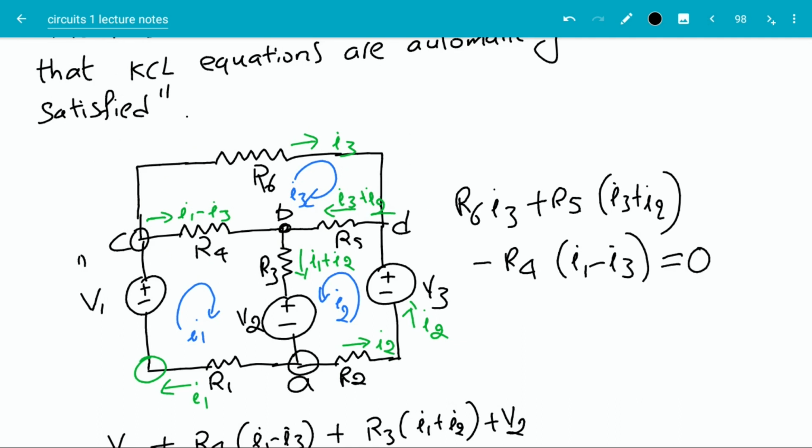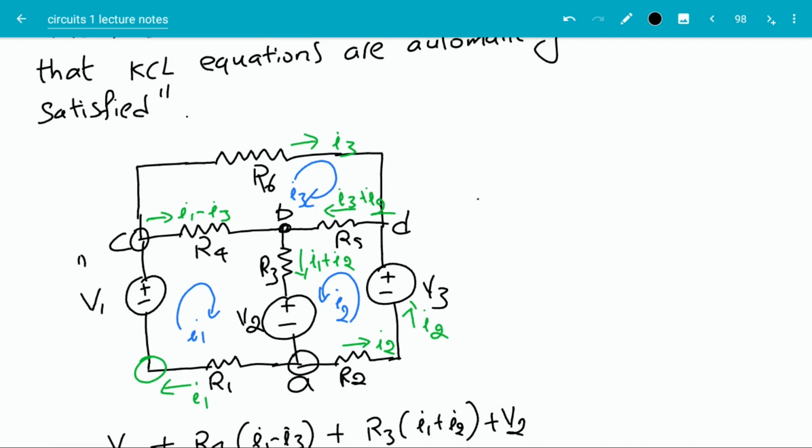Now, as a reminder, if you do get confused about increases and decreases and drops, all you need to remember when you're writing a KVL equation is that the sum of voltage drops along the loop is equal to 0. So I'm going to redo the KVL equation for the third loop, and this time, instead of talking about increases and drops, I'm just going to talk about drops. So going clockwise, I'm going to sum up all the voltage drops and equate that to 0.